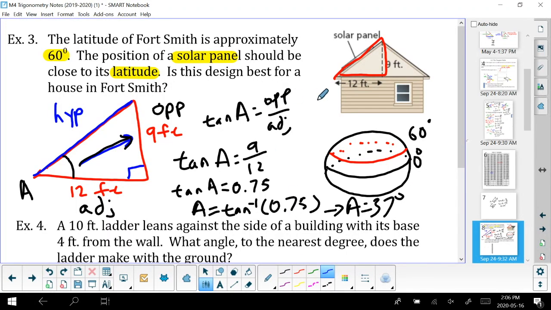So to answer the question that we were asked originally, is this design best for a house in Fort Smith? The answer is no. 37 degrees is not very close at all to that desired 60-degree angle.